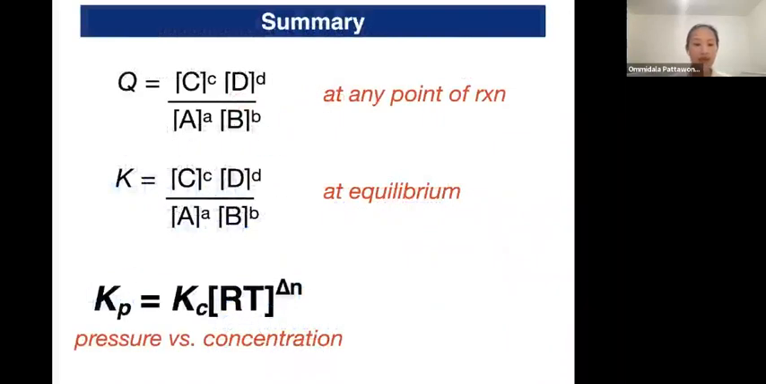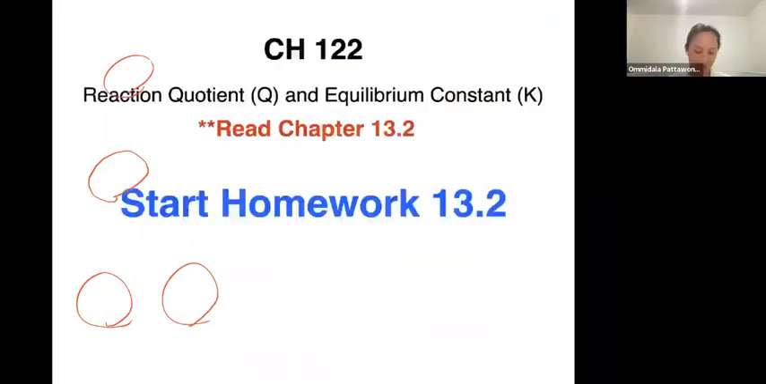All right, so this is pretty much what you learn. You learn about the reaction quotient Q, you learn about K, and you learn about the relationship between Kp and Kc. So that's what you learn in this lecture chapter. Please start working on your homework 13.2 as soon as possible.